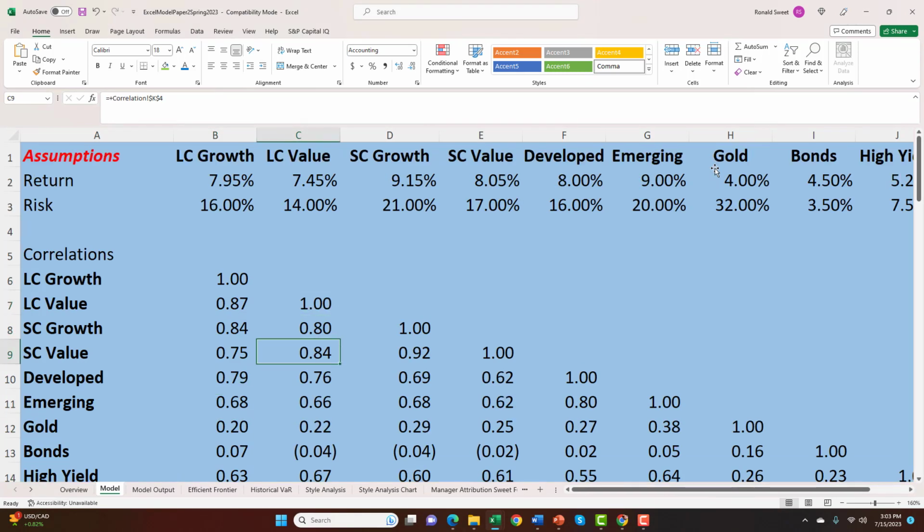It comes down as a pyramid because I don't need to look at large cap value versus large cap growth because I already did that here with this 0.87. So you'll see this as a typical correlation matrix. So those are my assumptions. There's quite a few of them because correlation has so many different combinations.